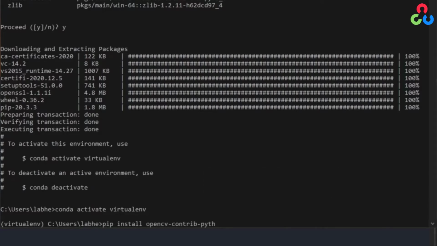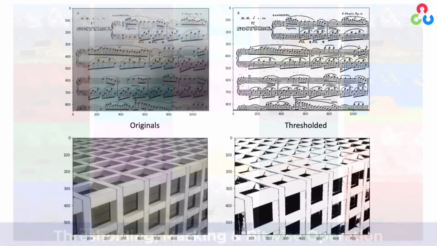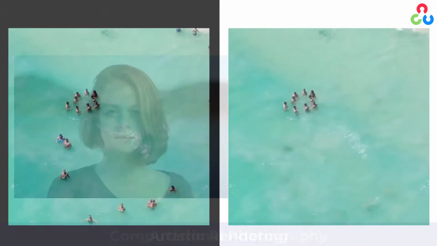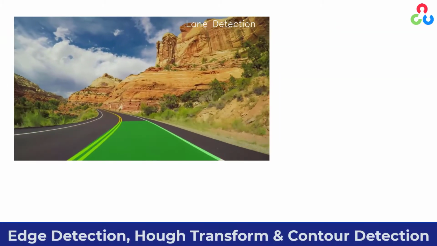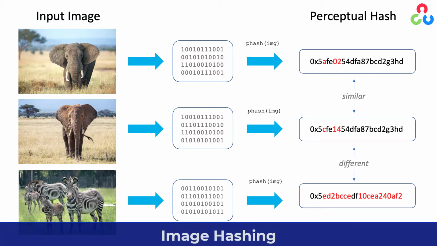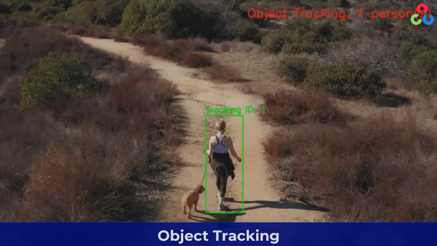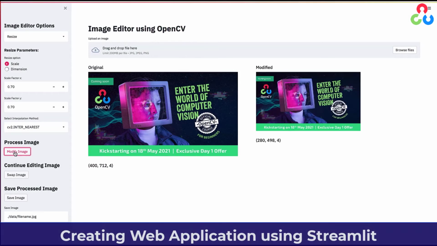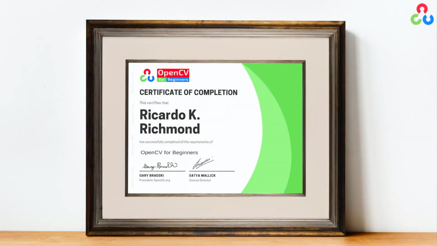The modules in this course cover a wide swath of computer vision topics, such as reading, displaying, and writing images and video, color channels and color spaces, image thresholding, masking and bitwise operation, image blending, image filtering using convolution, artistic rendering, computational photography including image restoration, Aruco markers in augmented reality, edge detection, Hough transforms and contour detection, image hashing, working with different types of image data such as satellite imagery, geometric transformations including homography, object tracking and optical flow in videos, deep learning applications from face detection to human pose estimation, including text spotting and character recognition, and even the creation of a web-based application that will allow you to share and showcase your computer vision applications in social media.